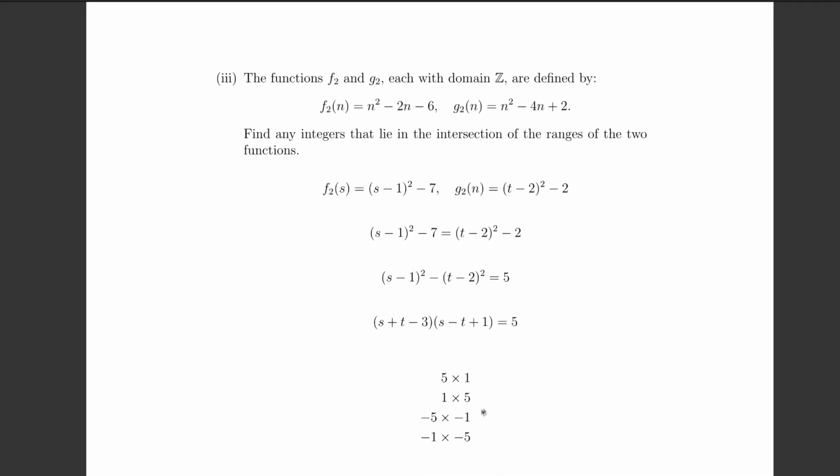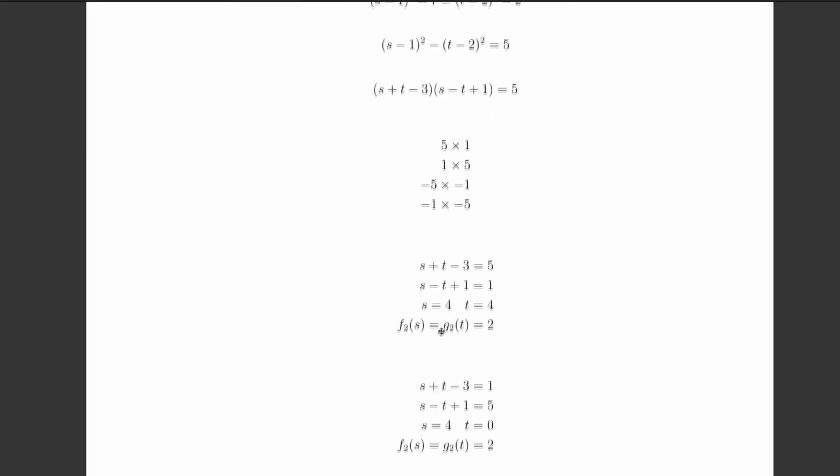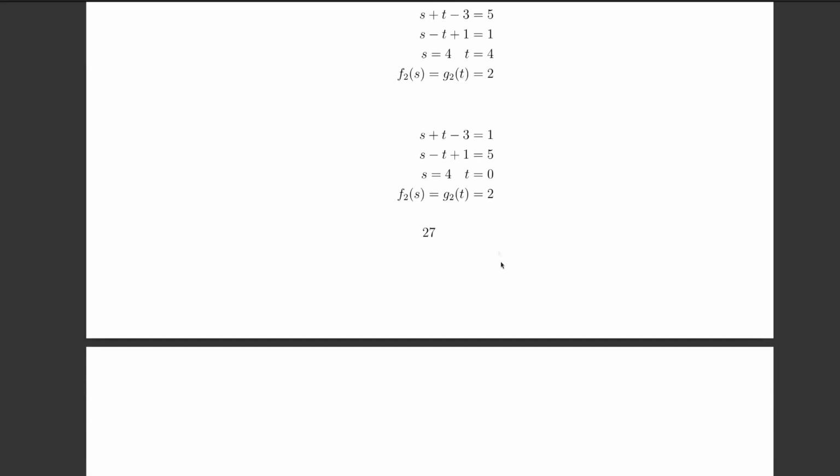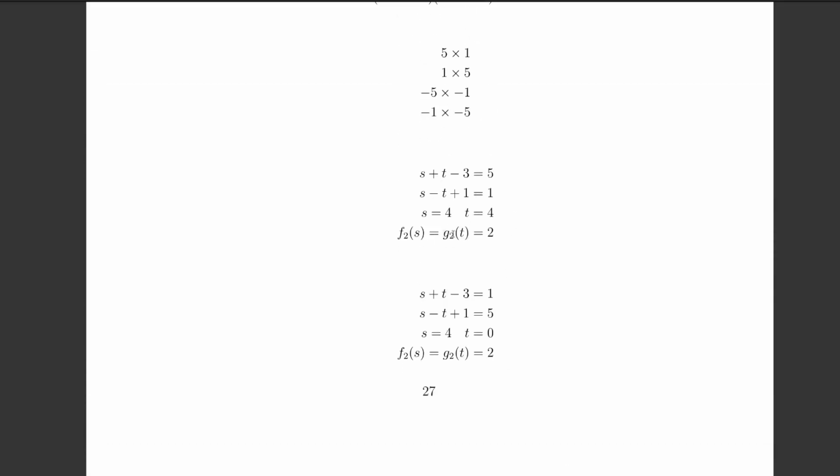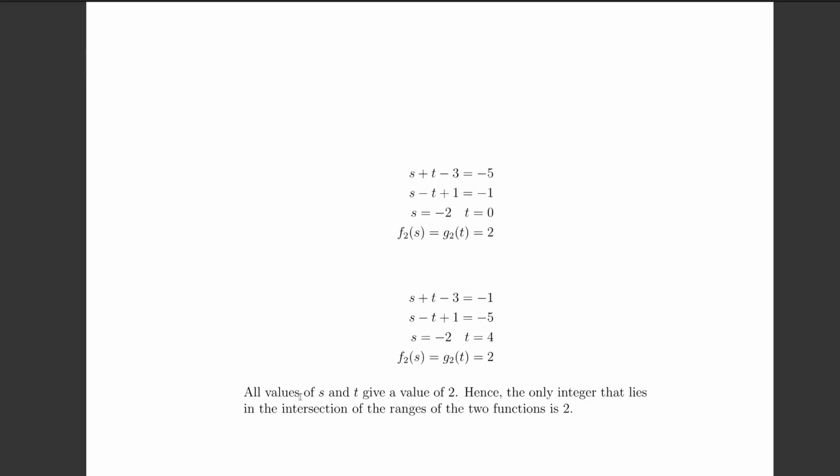Consider all the cases. And then when you solve all the cases, you get that they all give the same solution, right? Of the same ranges. So all values of s and t give a value of 2. Hence, the only integer that lies in the intersection of the ranges of the two functions is 2. Yeah, so that's part 3 done.